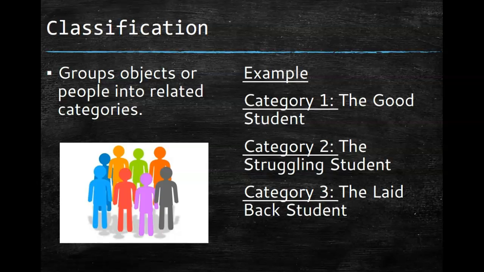Classification, adding things in categories. You'll have different groups of things for whatever it is that you're doing, but categorizing that information. The example they give is category 1, 2, 3. They've got the good student, the struggling student, and the laid back student. So you can see how they've categorized those into those groups.